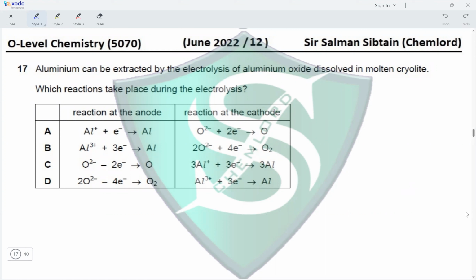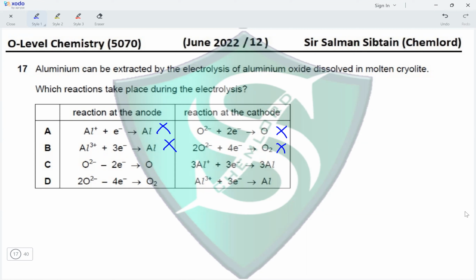So Al3+ ions are reduced to Al at the cathode, and oxide ions are oxidized to oxygen at the anode. So the anode will not have aluminum present, and the cathode will not have oxygen present. So options A and B have been eliminated. Okay, now let's look at option C.